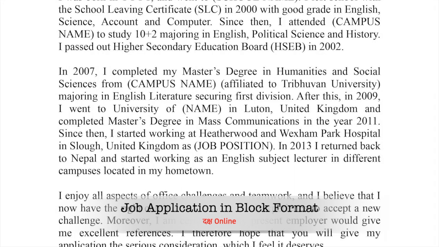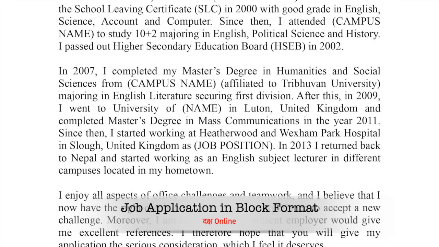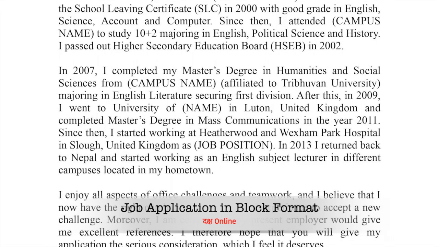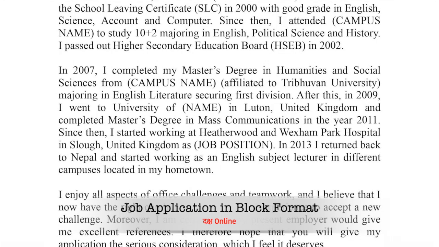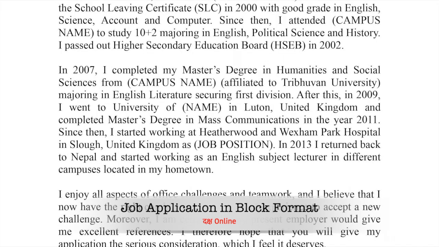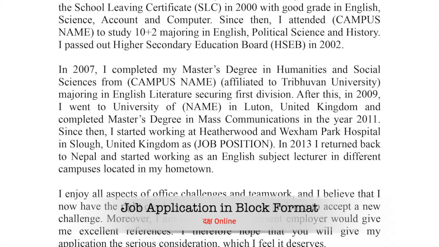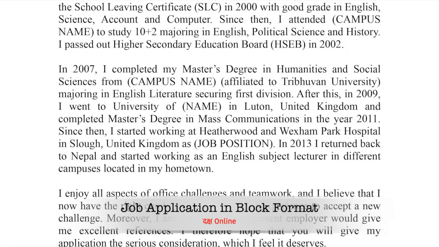Paragraphs are separated by a double line space, whereas semi-block is similar to block but has a more informal appearance. All elements are left aligned except for the beginning of each paragraph, which is indented 5 spaces. Paragraphs are separated by a double line space.